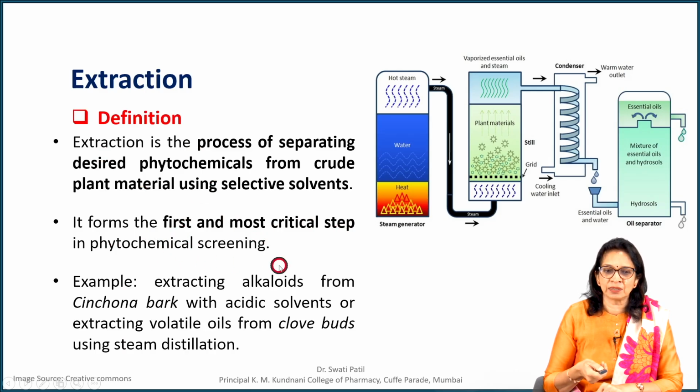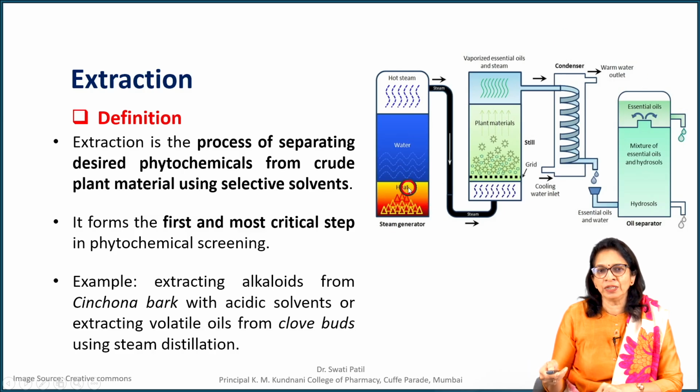For example, extracting the alkaloids from cinchona bark. These alkaloids are known to be excellent antimalarials. So, these can be extracted with acidic solvents, or the volatile oil can be extracted from clove buds using steam distillation. So, this is a simple method of extraction shown here.